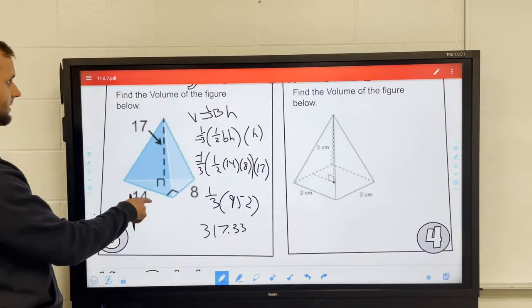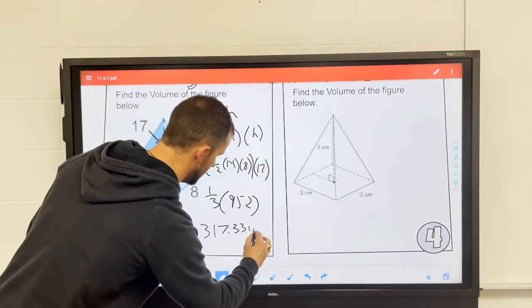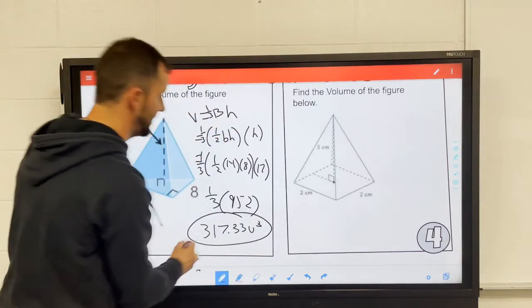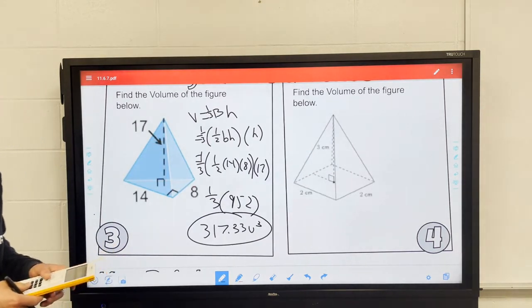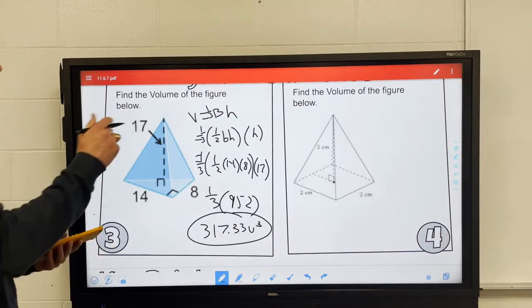317.33. And there's no units here, so it's going to be cubic units. So if you had inches, or anything like that, you would cube that because I'm doing cubes here, or volume. Okay? Let's jump over to our next example.